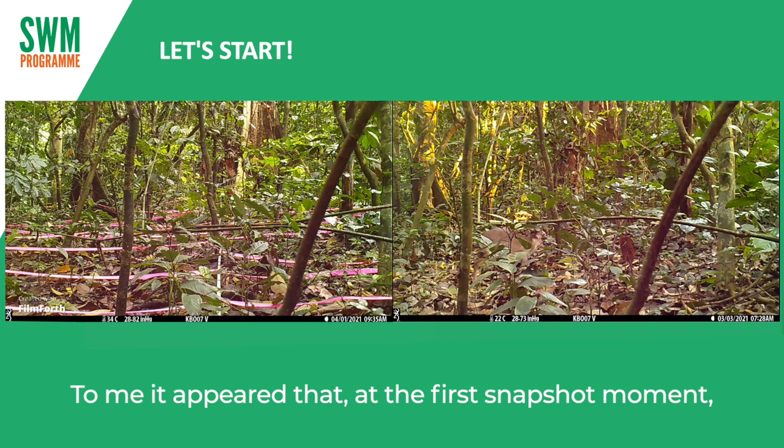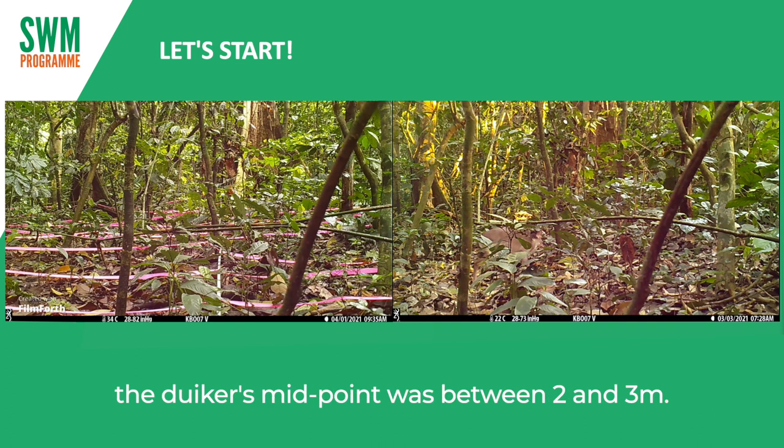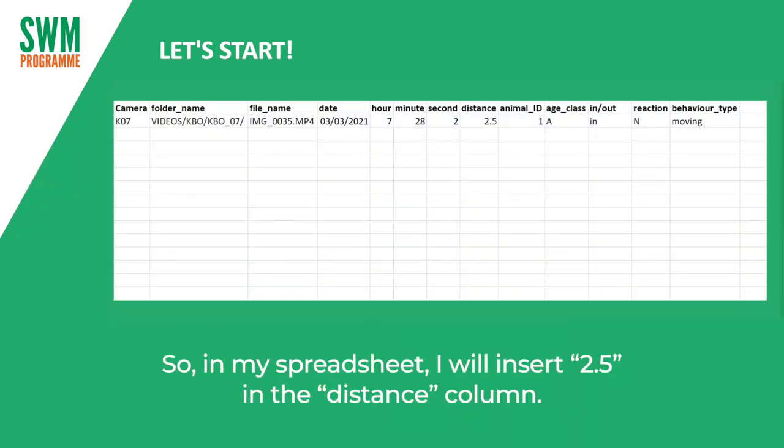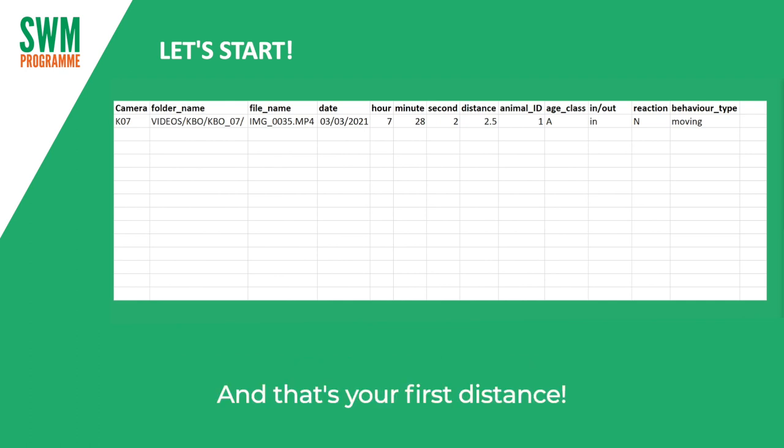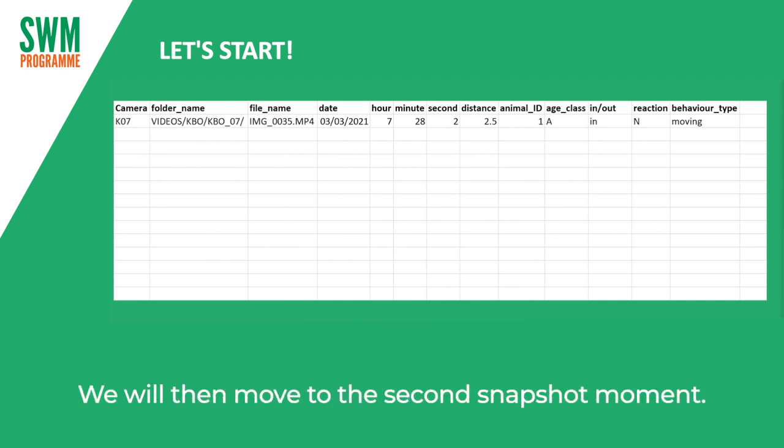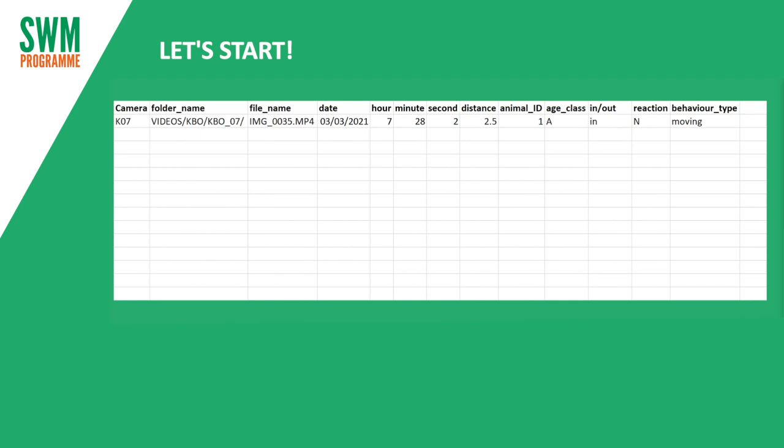To me, it appeared that, at the first snapshot moment, the duiker's midpoint was between 2 and 3 meters. So in my spreadsheet, I will insert 2.5 in the distance column. And that's your first distance. We will then move to the second snapshot moment.